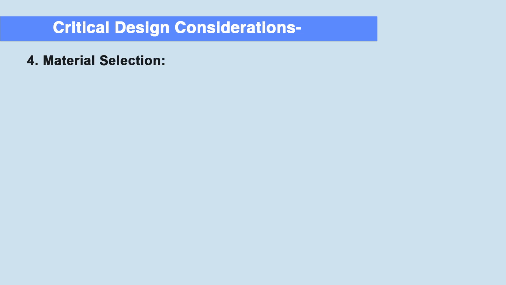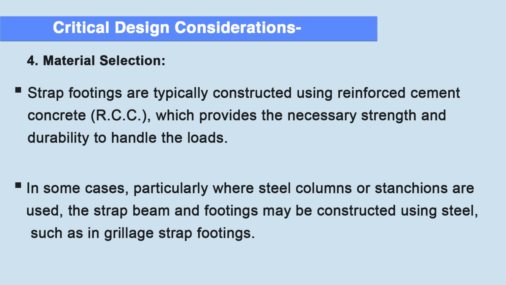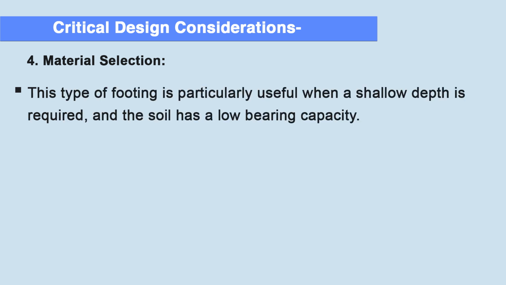Then the material selection. Strap footings are typically constructed using reinforced cement concrete, also known as RCC, which provides the necessary strength and durability to handle the loads. In some cases, particularly where steel columns or stanchions are used, the strap beam and the footings may be constructed using steel, such as in grillage strap footings. This type of footing is particularly useful when a shallow depth is required and the soil has a low bearing capacity.